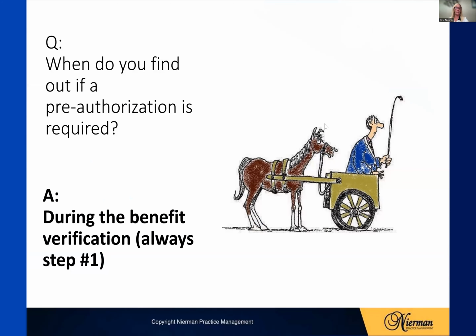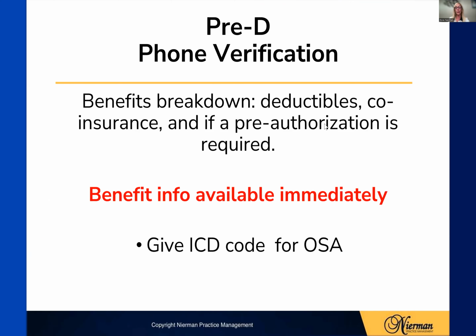So when do you find out if a pre-op is needed? Again, always step one, the benefit check. Now, when you do the pre-D, it's a phone verification. And they'll start telling you the deductibles. They'll tell you if it's been met, how much of the deductible has been met. They'll tell you the co-payments, if there's any co-payment like 20%. Again, how important the pre-op. So that benefit info is available immediately, whether or not the patient has the general benefits and their co-payments too.